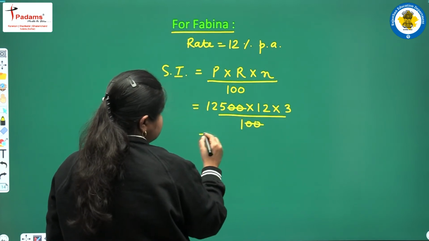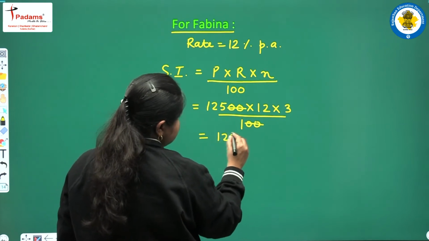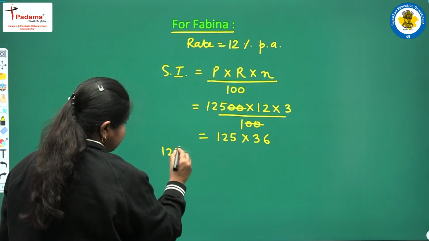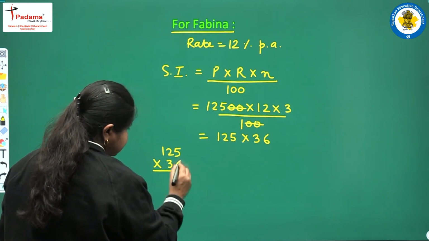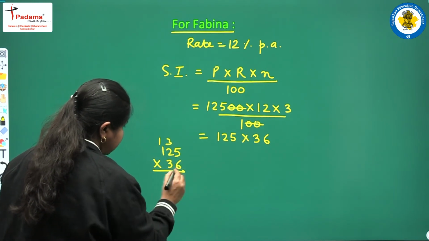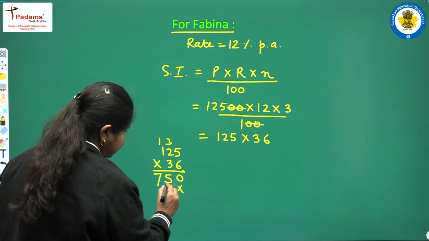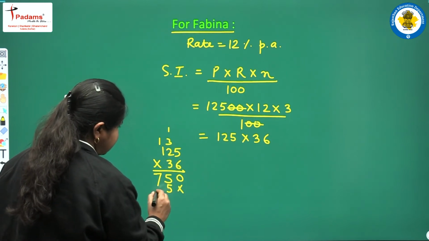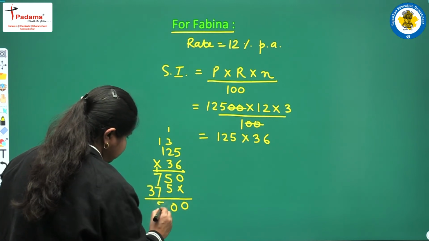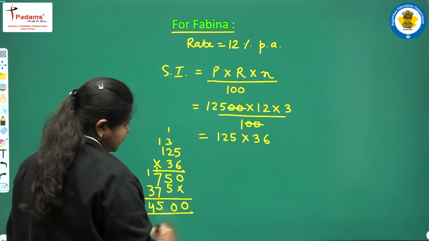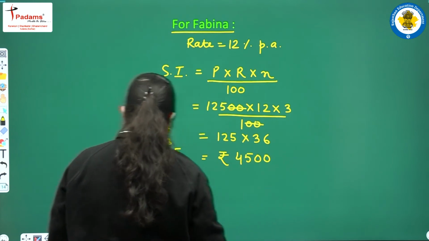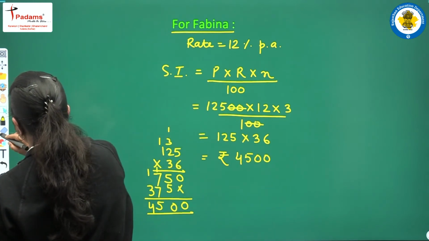Cancel the 2 zeros. It will be 125 into 12 3s are 36. So we can multiply 125 into 36. 6 5s are 30, 3 carried, 6 2s are 12 and 3 15, 1 carried, 7 here, 3 5s are 15, 1 carried, 3 2s are 6 and 1 7, 3 1s are 3, 0 0, here we will have 15 and 1 here 45. So in all we will have rupees 4,500. This much interest Fabina will have to pay.